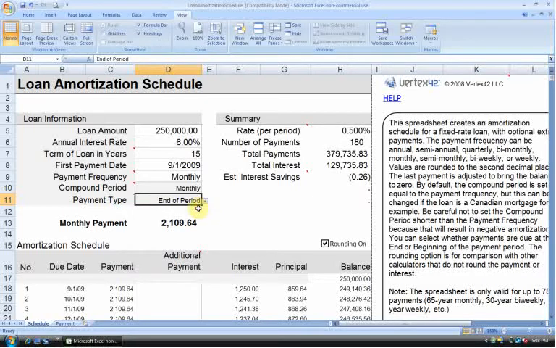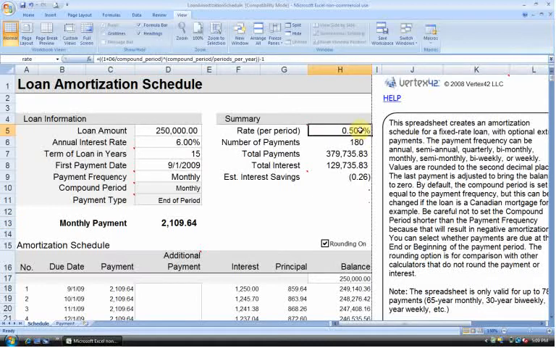So now that we have all our input fields, we can start looking at some of the outputs. The first major output is in cell D13, the monthly payment. As you can see in this loan, the monthly payment will be $2,109.64.